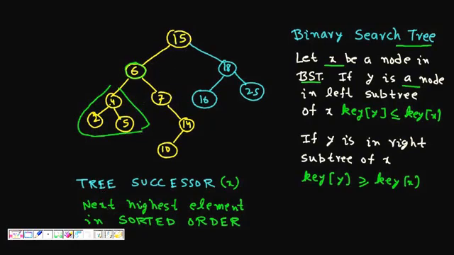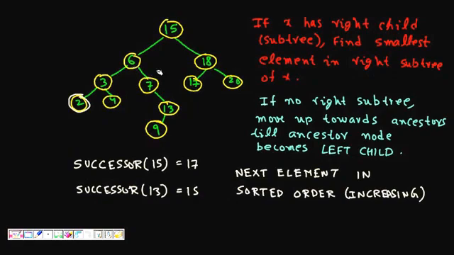So let's see with some examples. If X has a right child, how do we find it? If I ask you what is the successor of node 15 here, by definition of binary search tree, anything in the left subtree will be smaller than this, so we can never get a successor in the left subtree. So we must look into the right subtree.